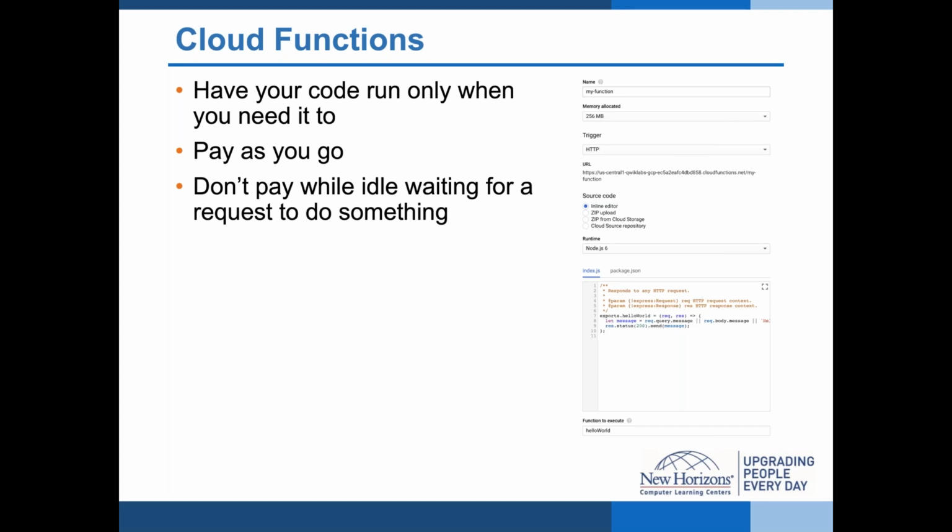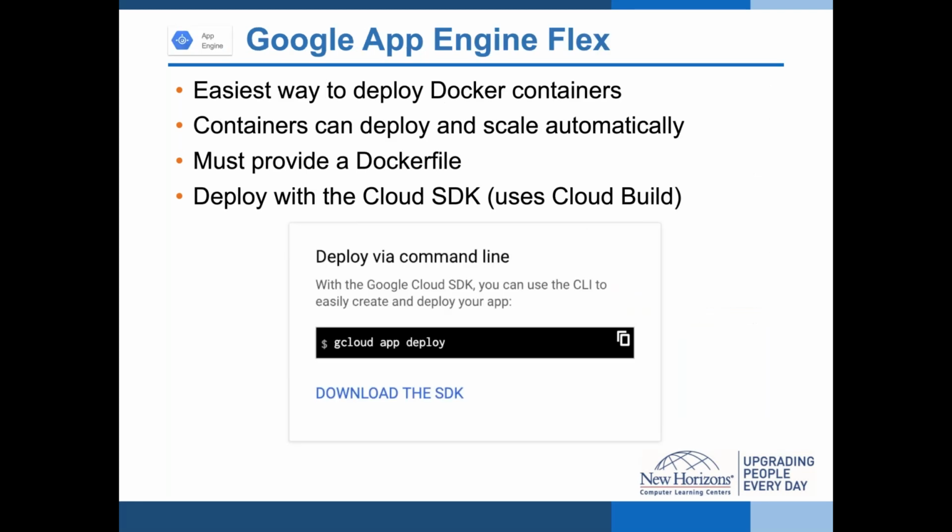Now, App Engine Flex, Google App Engine Flex. This is the easiest way to deploy Docker containers into your environment. Because you're deploying containers, you can essentially do whatever you want in there, and you can use different languages beyond what App Engine standard supports. Containers that you deploy with App Engine Flex can deploy and scale automatically. So again, as they're needed. You do have to provide the Dockerfile that describes your application and also a YAML file that essentially describes the service that you're deploying.